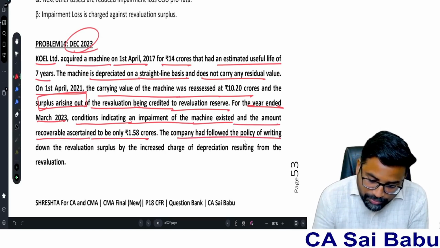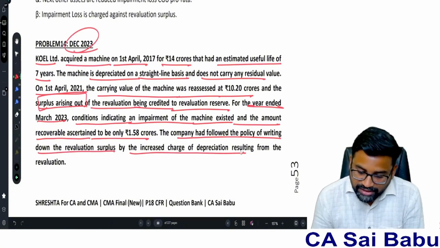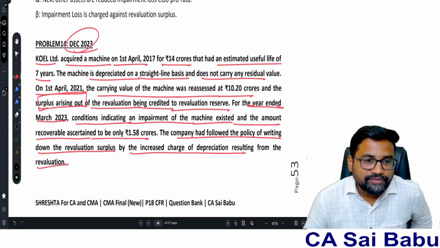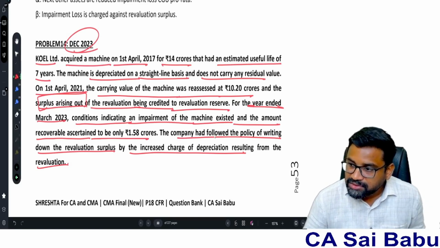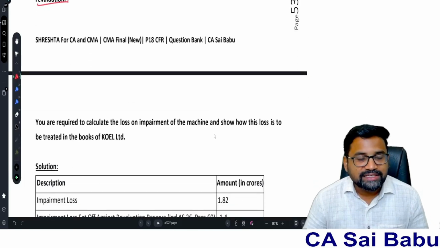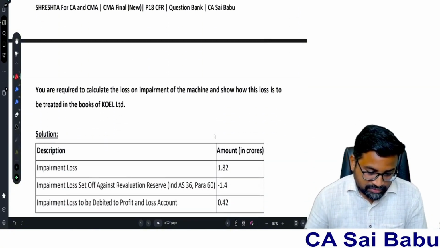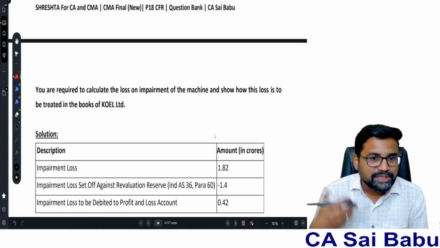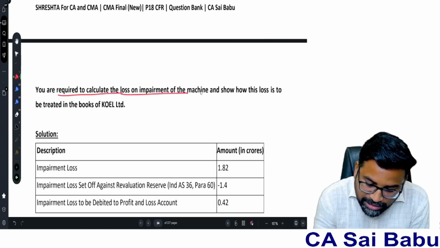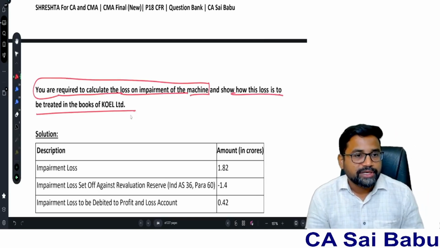The company had followed the policy of writing down the revaluation surplus by the increased charge of depreciation resulting from the revaluation. So what is the policy of the company? The policy is writing down the revaluation surplus by the increased charge of depreciation resulting from revaluation. That means this revaluation surplus is written off over the period in the form of depreciation, obviously, because revaluation surplus will increase the asset value. You are required to calculate the impairment loss of the machine and show how this loss is to be treated in the books of Koel Limited.